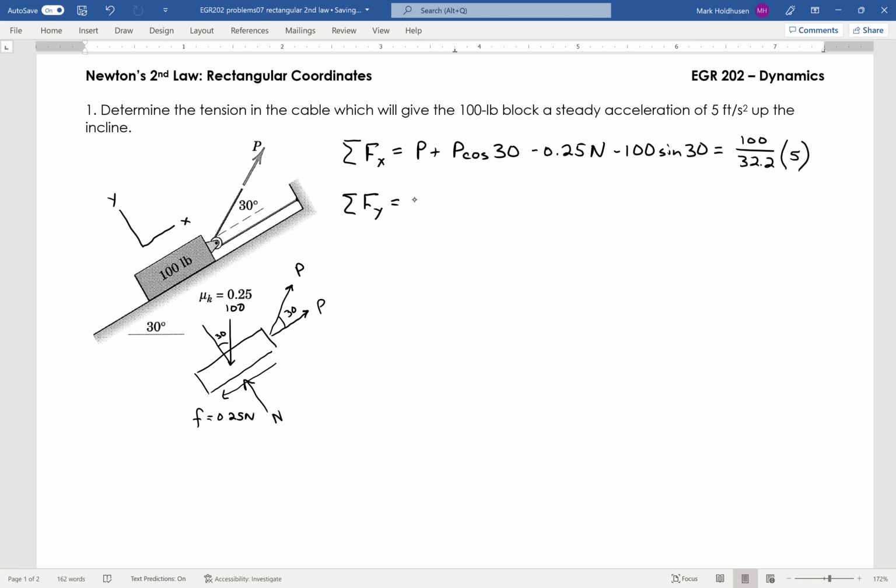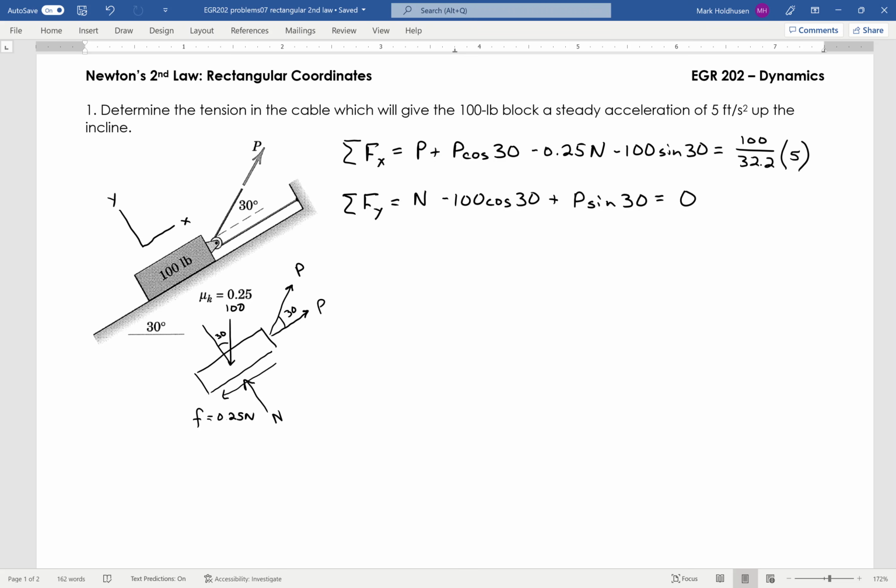In the y direction, I've got my normal force, all in the y direction. And then I've got the component of my weight acting in the negative y direction. That's going to be minus 100 cosine of 30. And then a small amount of that P is in the positive y direction. That's going to be plus P sine 30. Now, this is why we took the axis and rotated it, because now for mass times acceleration, there is no acceleration in the y direction. That makes this equation relatively easy to deal with.